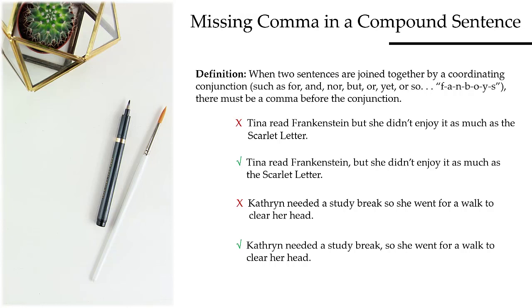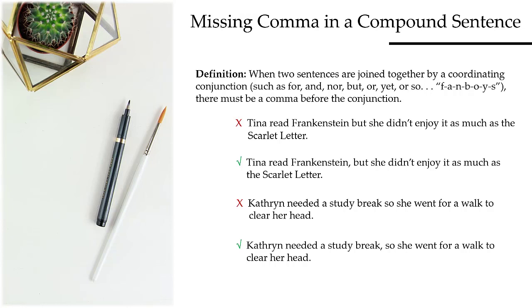So in this case, we have missing commas in these compound sentences. Tina read Frankenstein but she didn't enjoy it as much as the Scarlet Letter. Here we again have two complete thoughts. Tina read Frankenstein. She didn't enjoy it as much as the Scarlet Letter. In this case, the student tried to join with just a conjunction, but that's not enough. We need the comma and the conjunction. The correction to that sentence would be, Tina read Frankenstein, comma, but she didn't enjoy it as much as the Scarlet Letter.